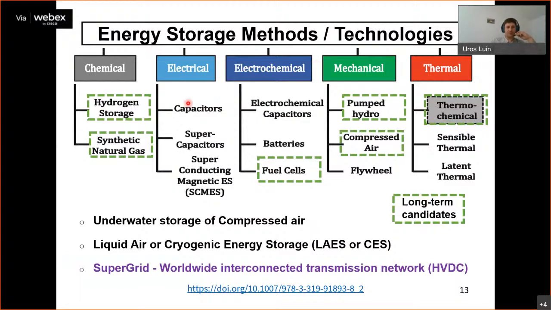So first of all, hydrogen storage is one of them. In combination with fuel cells, this is a great candidate for the future. Synthetic natural gas is also one that can do that. Pumped hydro storage plants, we will see later. I will present a few of them. One of them is the pumped hydro storage plant. Compressed air, this is something that is now emerging. It's emerging even as underwater storage of compressed air, even liquid air or cryogenic energy storage.